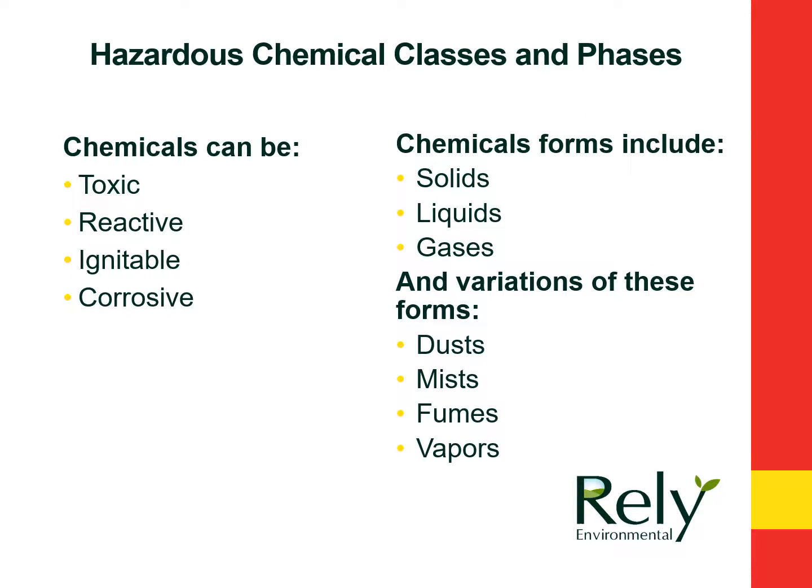Hazardous chemical classes and phases. Chemicals can be toxic, reactive, ignitable, and corrosive. Chemical forms include solids, liquids, and gases. Variations of these forms can be dust, mist, fumes, and vapors.